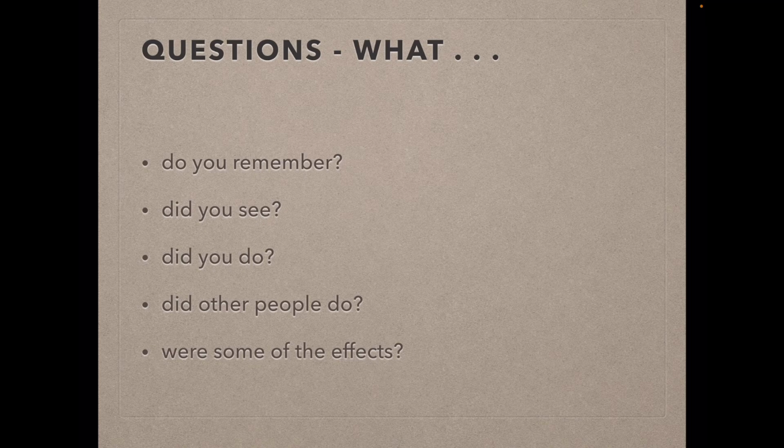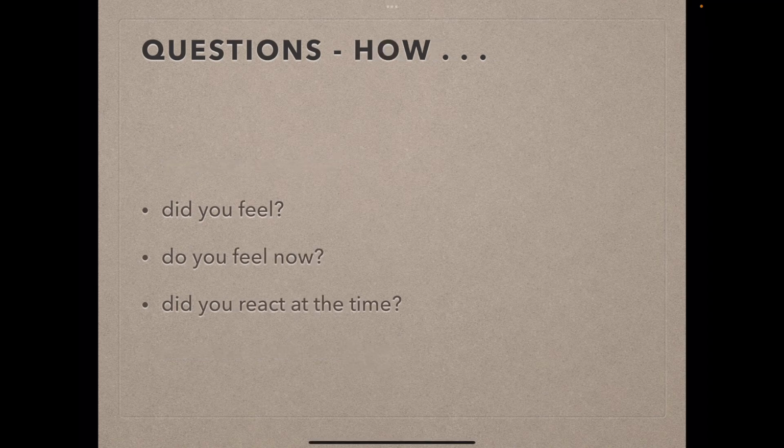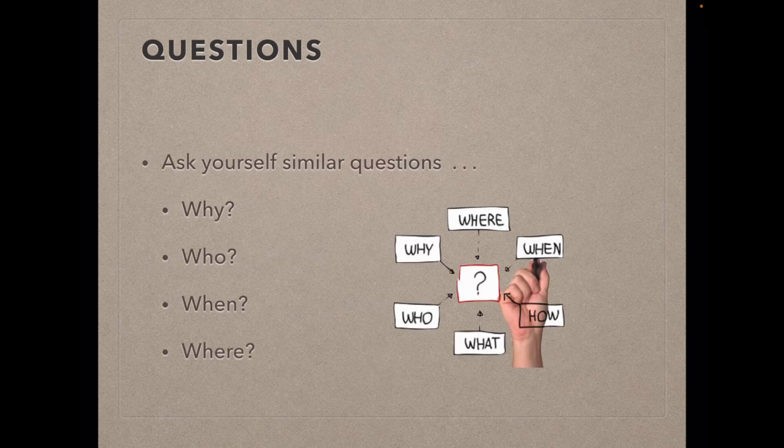So those question words, asking yourself questions. Think about asking yourself different kinds of questions with different question words. So ask yourself, what questions? Like, what do you remember? What did you see? What did you do? What did other people do? What were some of the effects of this particular experience? How questions? How did you feel? How do you feel now? How did you react at the time? How would you react differently if you had it to do over again? And then kind of go through similar questions with other question words. Why, who, when, where.